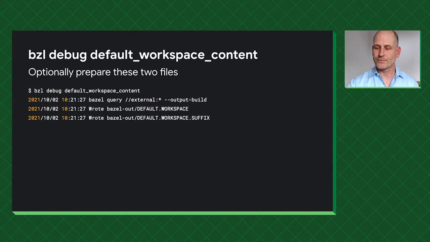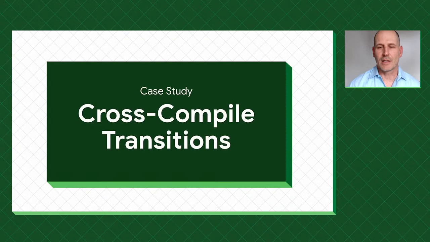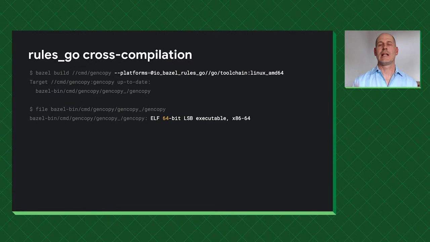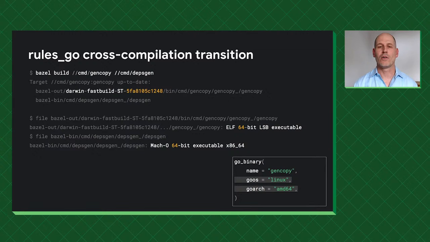All right, but let's look at something a little bit more interesting. Specifically, let's use the debugger to ask, how is it that something like Rules Go can compile two binaries on different platforms during the same Bazel build command? So here I'm building a command called gencopy. It doesn't really matter for the demo what it does, but when I build it, as expected, I get a binary that's compatible with the host platform, in this case, Mac. If I add the --platforms equals label pointing to some platforms rule, then I get a cross-compiled binary that's compatible with Linux. This in itself is rather remarkable, but what if I don't want to compile everything for the same platform all during one build command?